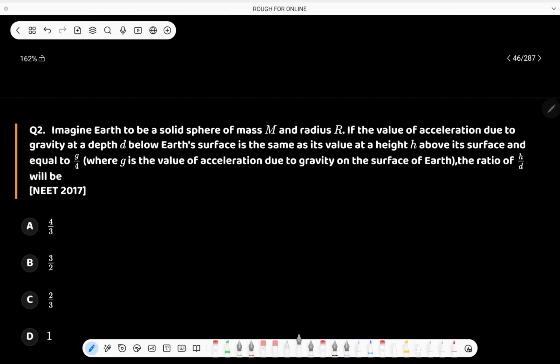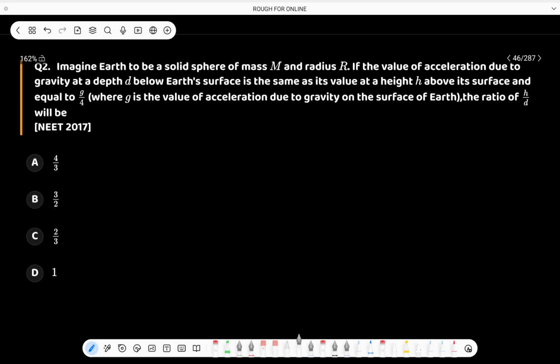Let's move to question number 2. Let's try to solve another question here. So this is question number 2. The question number 2 is simply like this. So let's go through the question.